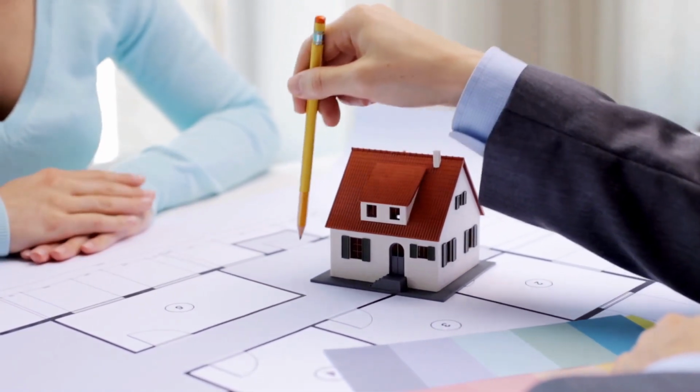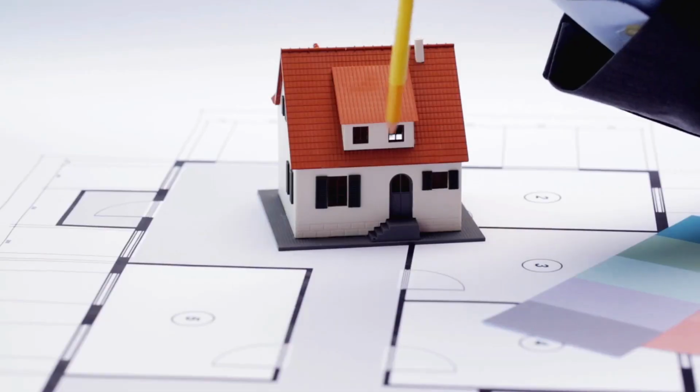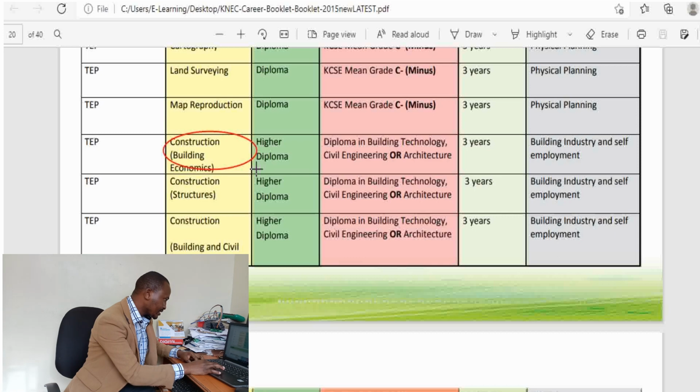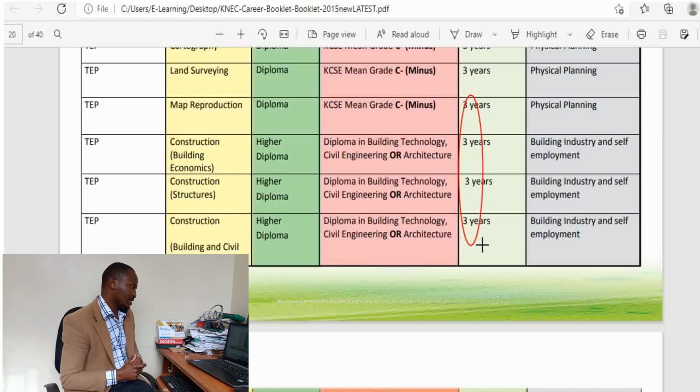We also have higher diploma courses. For example, there is a higher diploma in construction, that is building economics. There is a higher diploma course in construction, where you specialize in structures. There is a higher diploma course in construction, where you specialize in building and civil engineering. The entry requirement for higher diploma courses is that at least you must pass your diploma in the respective areas. Here it is indicated 3 years, but higher diploma courses usually take 2 years.